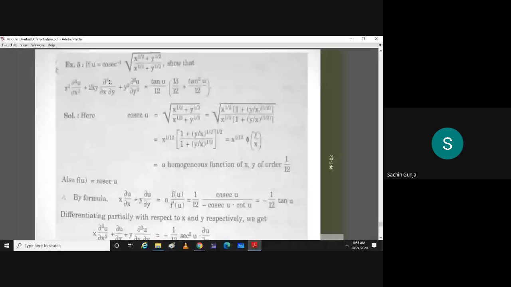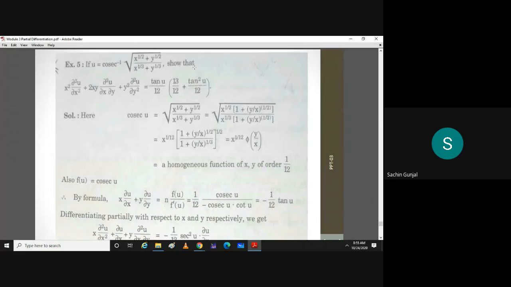Then the next example: if u is equal to cosec inverse of under root x raised to half plus y raised to half upon x raised to 1 by 3 plus y raised to 1 by 3, then show that the value of the second order expression x square del 2u by del x2 plus 2xy del 2u by del x del y plus y square del 2u by del y2 is equal to tan u upon 12 into bracket 13 by 12 plus tan square u upon 12.